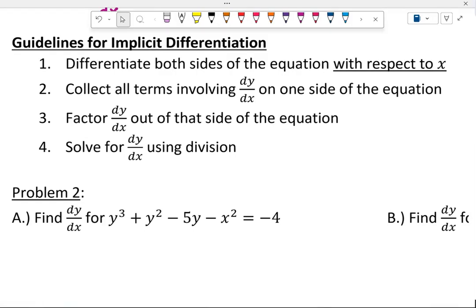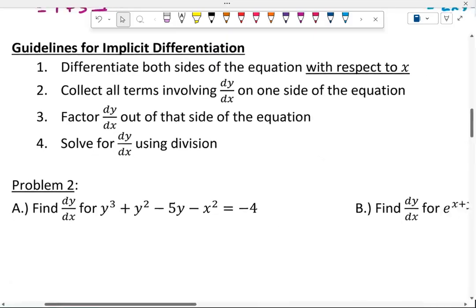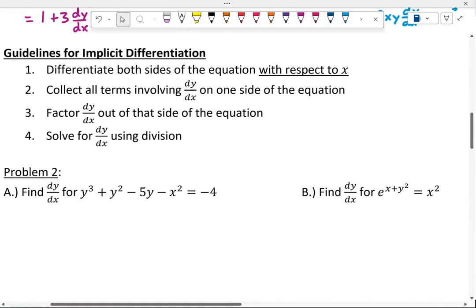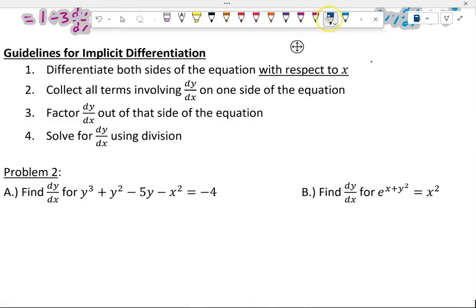So, implicit differentiation, step 1. We are going to differentiate both sides with respect to x. What does that mean? That means I'm going to have a d dx of whatever my curve is, whatever my equation is. D dx.